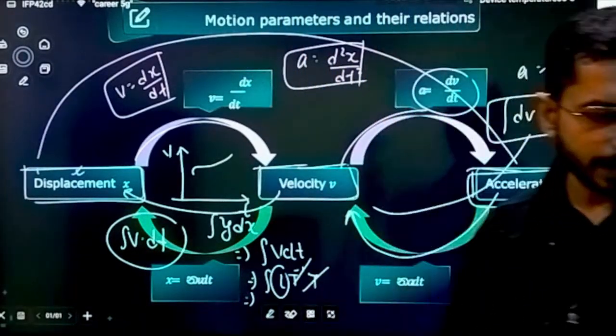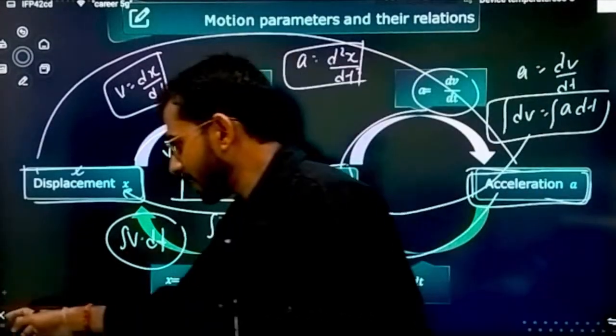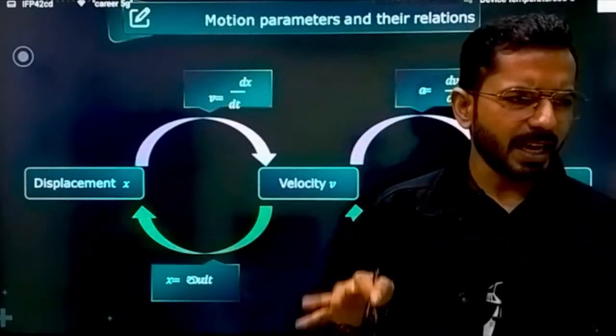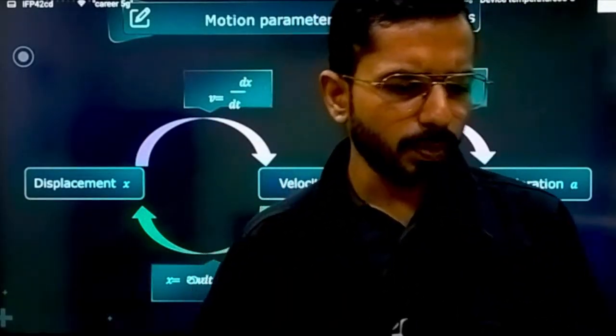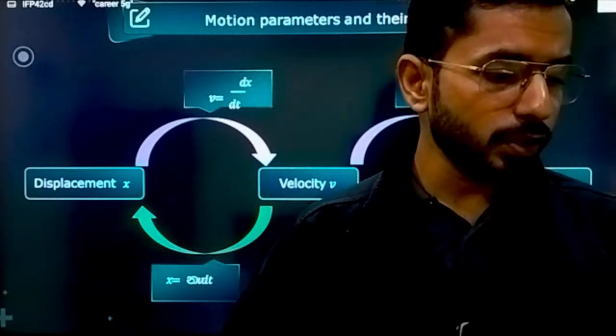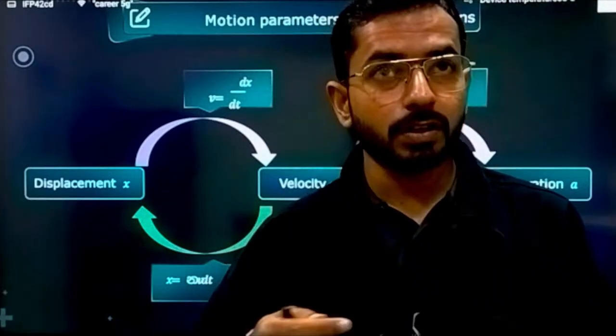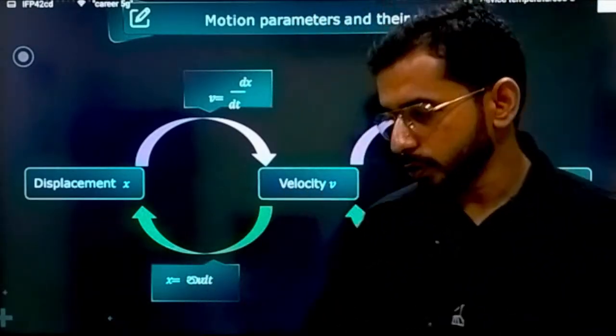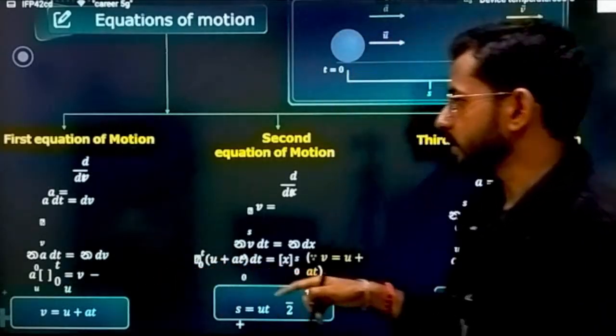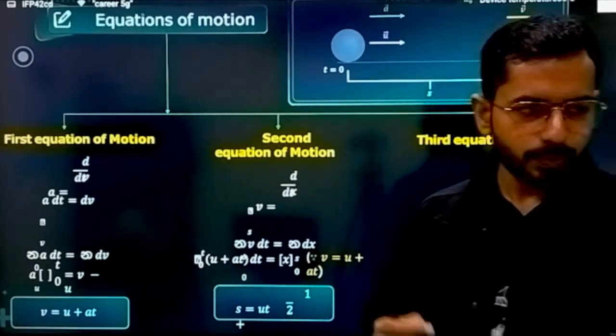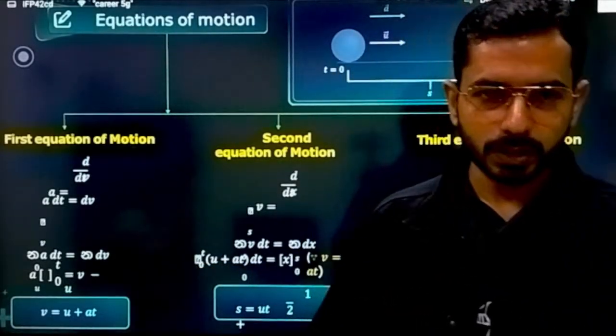Simply. Correct. This slide is very important. As many star marks as you want to put, make them. And please remember, this should be settled in your brain, so that in a fraction of a second you understand how to do these switchings. Okay. Now let's come to the next portion, that is equations of motion.